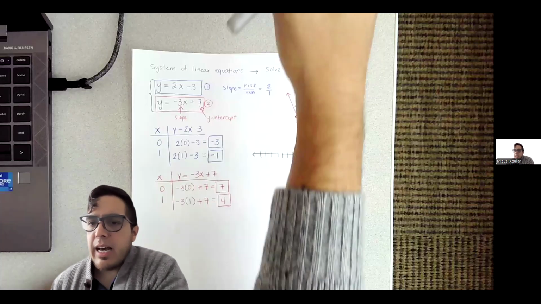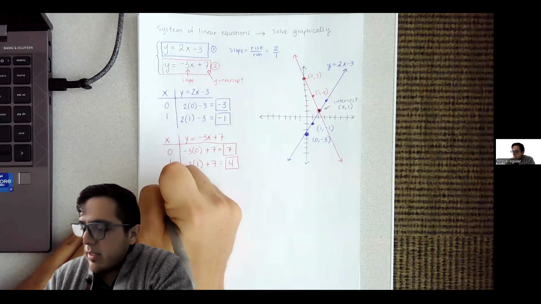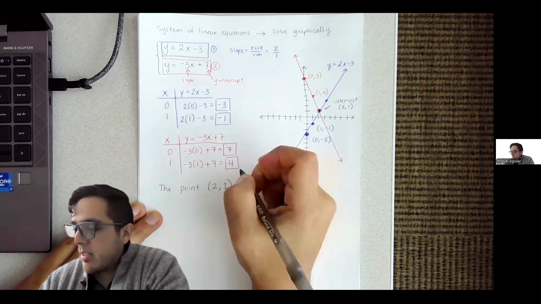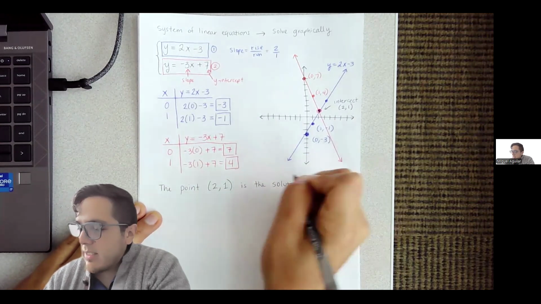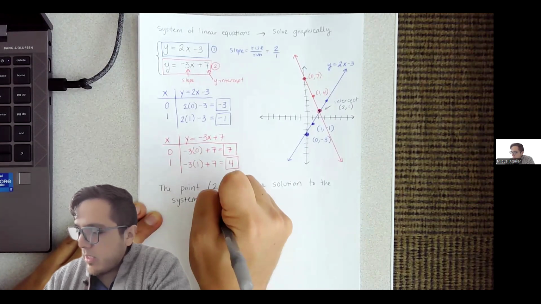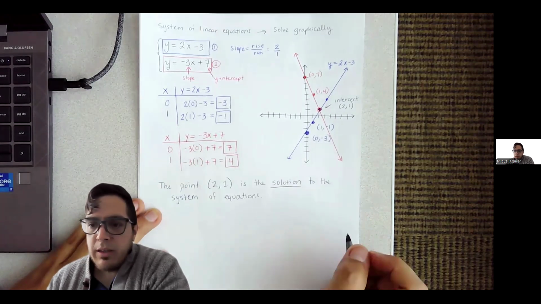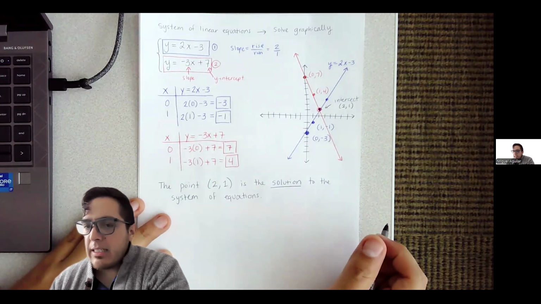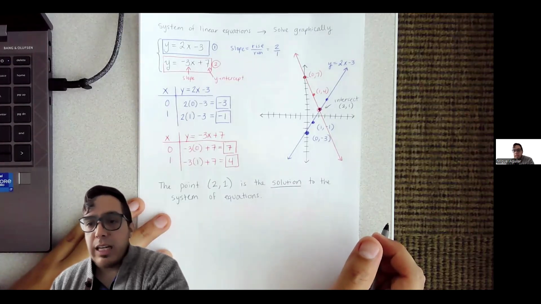And so actually that is a very important point because the point, or the xy pair, 2, 1 is the solution to the system of equations. Okay, so what do we mean by solution? Well, in math, when we're talking about equations, we have said in the past that a solution is a number or a set of numbers that when you plug into the equation, you get a true statement.